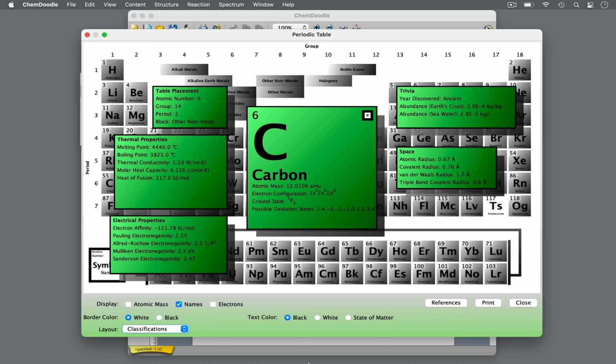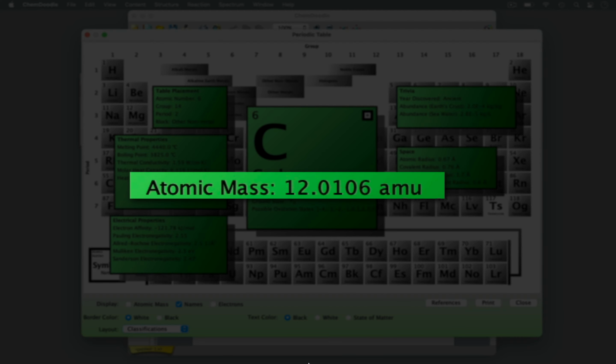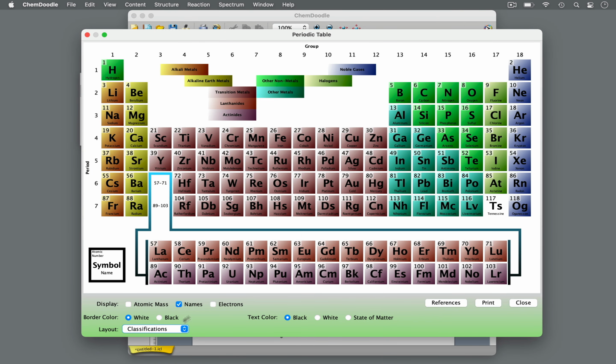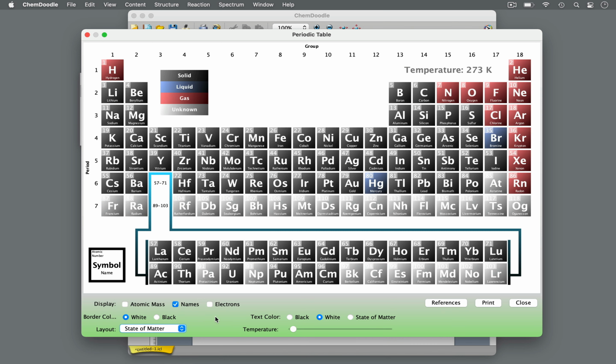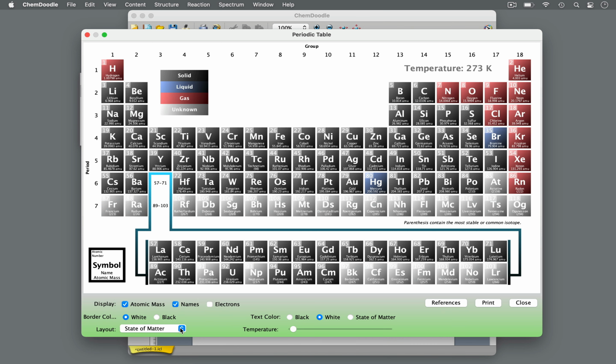Oftentimes, periodic tables also include the atomic mass, the mass of an atom of an element. Carbon has an atomic mass of 12.0106 AMU. While periodic tables can include much more information such as states of matter and other properties, the element symbol and atomic number are the basics.